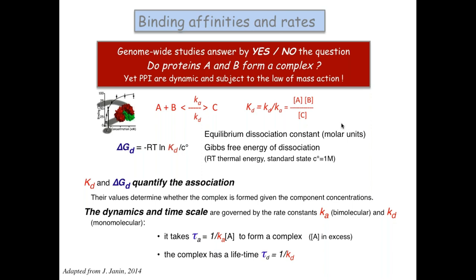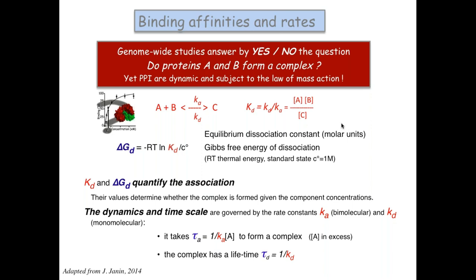So that's what this slide explains: protein A plus protein B forms a complex. You have a forward association rate constant and a dissociation rate constant. And you have the equilibrium constant, which is the ratio of the two. But a very important quantity is the equilibrium constant and the Gibbs free energy, which is the logarithm of the equilibrium constant, and it depends also on the standard state. So the equilibrium constant and the Gibbs free energy are the quantities that determine the association.